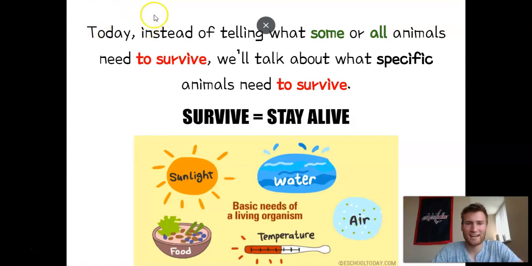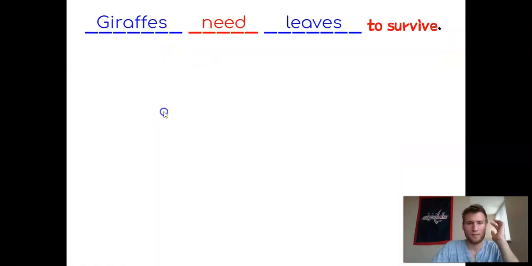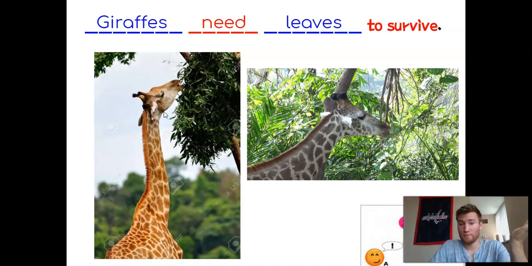Today, instead of telling what some or all animals need to survive, we'll talk about what specific animals need to survive. So remember yesterday with Miss Villalobos, you talked about what some animals need, and what all animals need to survive. Great job. Make sure you're talking at home. We're going to go through and practice a bunch of different sentences.